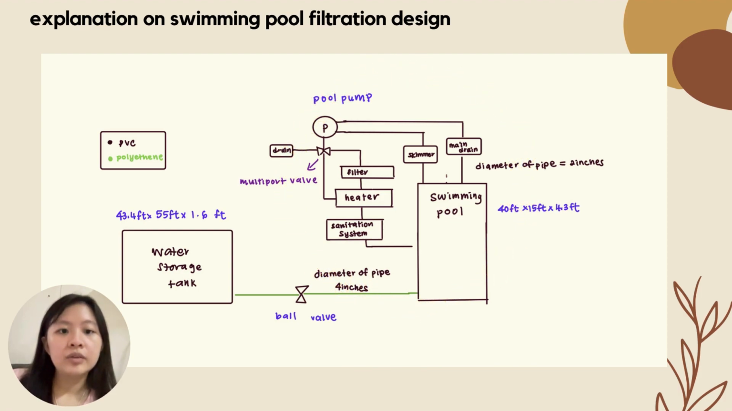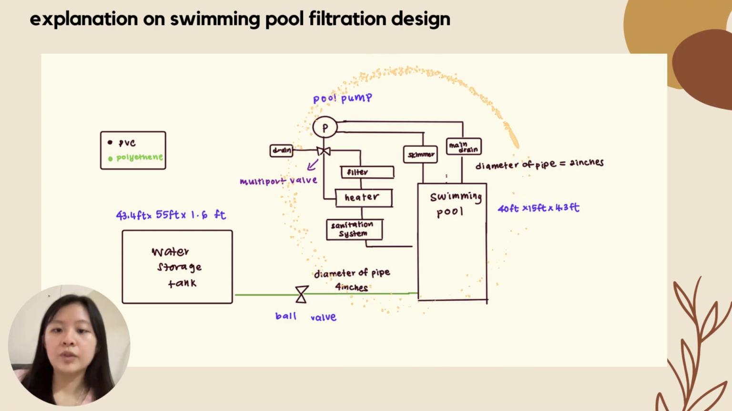The diameter of the pipe for the water filtration system is 2 inches, and then the dirty water is removed from the swimming pool through the main drain and the skimmer, and then the dirty water is going to the pool pump, and the pool pump is connected to the multi-port valve.